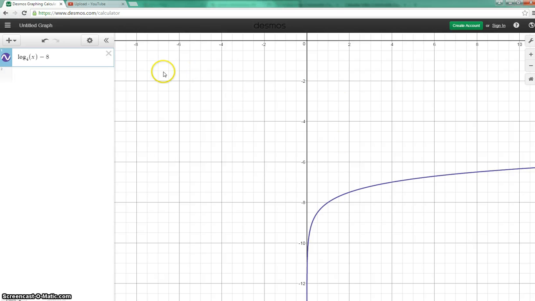We won't have a supplement for this one. This one is just getting comfortable with going from 2 raised to the x equals, let's say something that we know is 16. You already know that x is equal to 4. But in log form, it would be log base 2 of 16, and it would give us the answer of 4. It's a way to solve for the exponent.